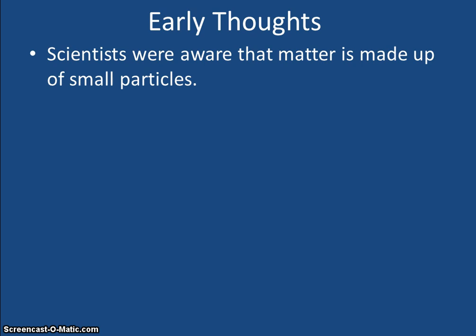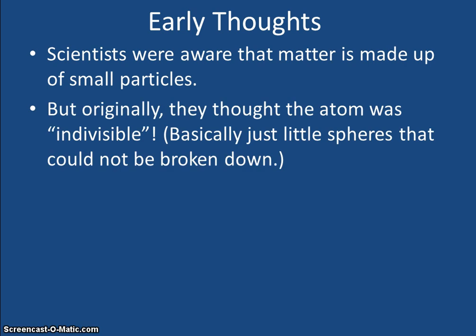Originally, scientists knew that matter was made up of small particles, but the difference between what they thought and what we think of today is that they didn't think that you could break down the atom any smaller. So they called it an atom, which actually means indivisible, but today we know that you can actually break it down into small particles. So this is just a picture, it's just a sphere, and again, they didn't think you could break it down any further.